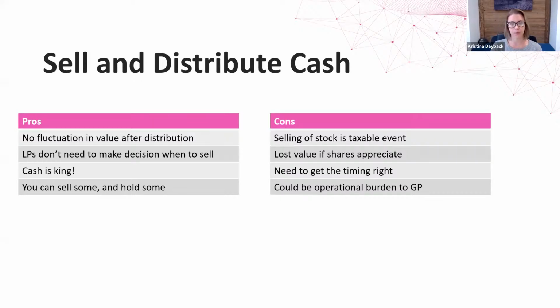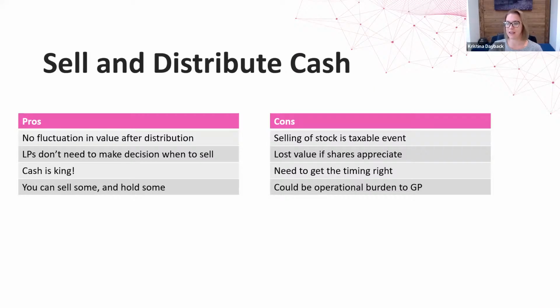The cons: selling of the stock is a taxable event. The second that you sell the stock and you realize proceeds, you're going to have either a realized gain or realized loss on the books, and that gets transferred to not only the GP, but also your LPs. So just keep that in mind when you're selling stock versus distributing stock.